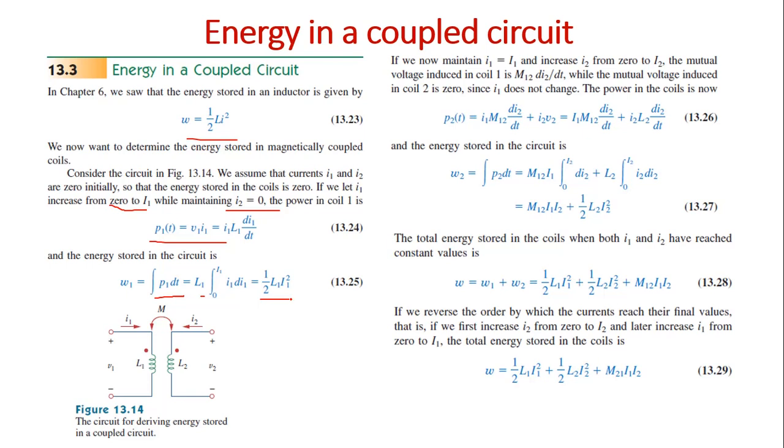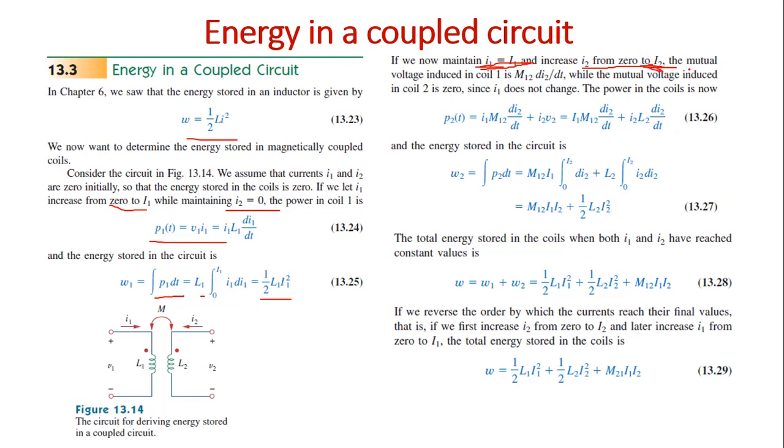Now I1 has been increased from 0 to I1, so now we will be maintaining that at I1. Now we are going to increase I2 from 0 to I2. Initially I1 was increased from 0 to I1 and I2 was maintained 0. Next, I1 was increased to I1, that will be maintained as such. Now I2, which was at 0, will be increased to I2.